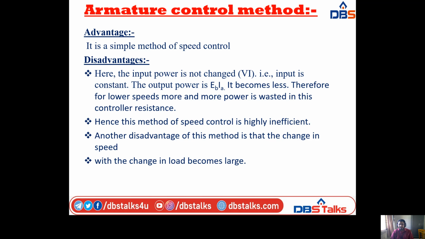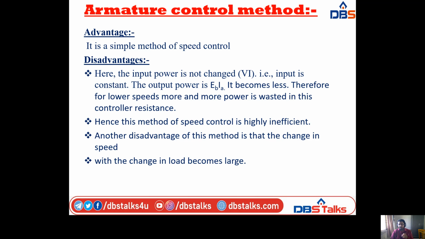Coming to the disadvantages, I already said that the input power is not changed. Because in the armature control method, the input voltage V is constant. That's why the input power, that is VI, is not changed. You know already power P is equal to the product of voltage and current. The output power is EB into IA, and the input power is VI. The input is constant, and the output power EB into IA becomes less.